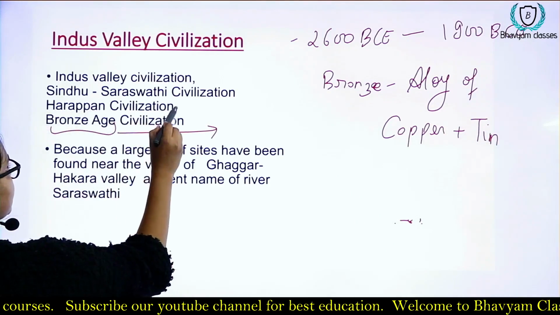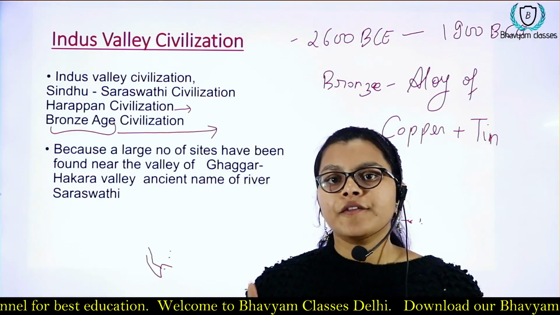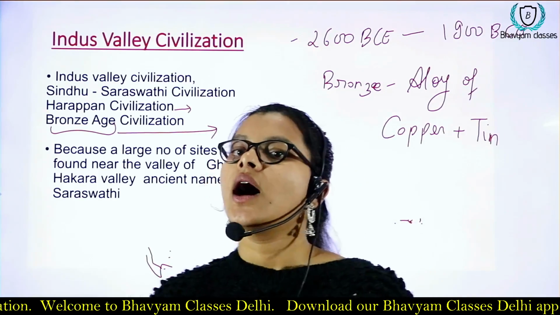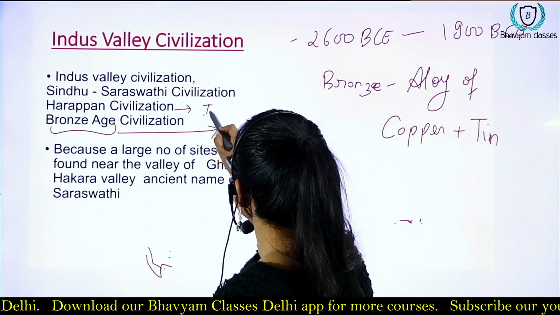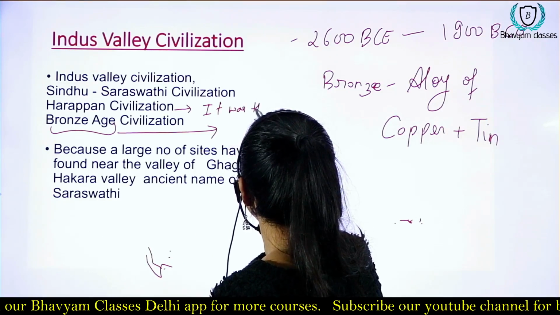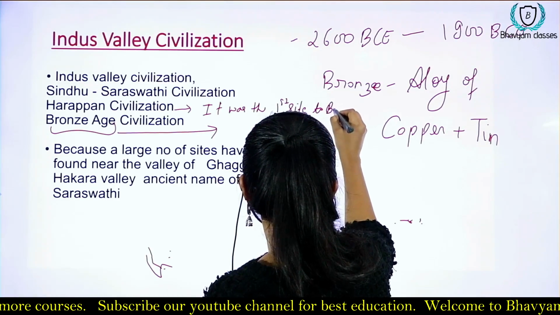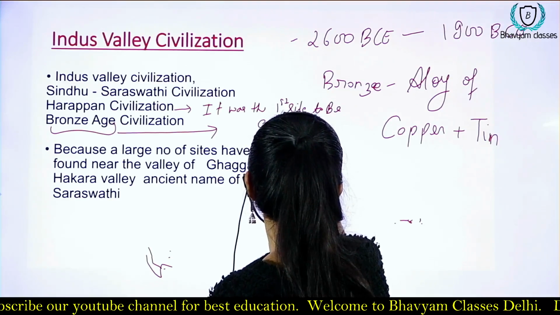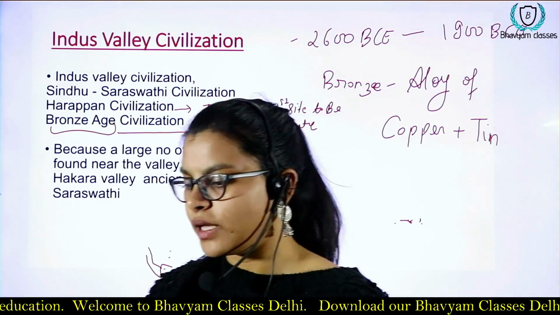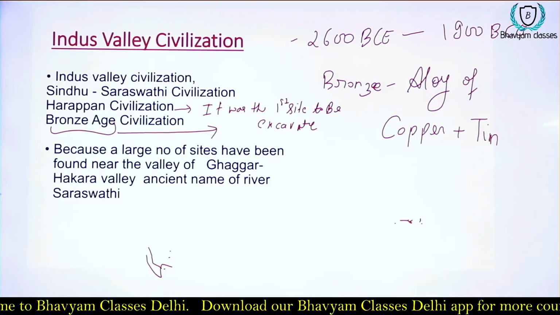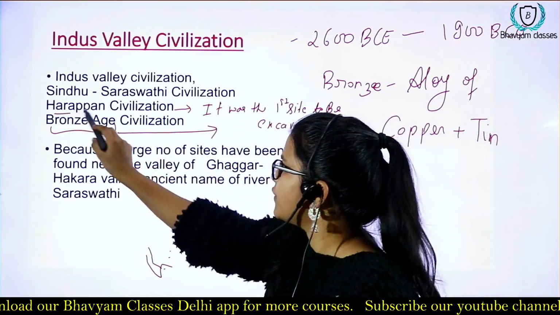Then we get to know another name, Harappan civilization. Why is it known as the Harappan civilization? It is known as the Harappan civilization because the first site to be excavated was Harappa. That was near river Ravi. Fine. So it was the first site to be excavated. So that is why it is known as the Harappan civilization, fine.